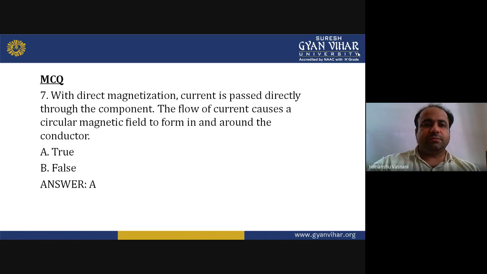With direct magnetization, the current is passed directly through the component, and the flow of current causes the circular magnetic field to form in and around the conductor. So it is true in this case for direct magnetization.